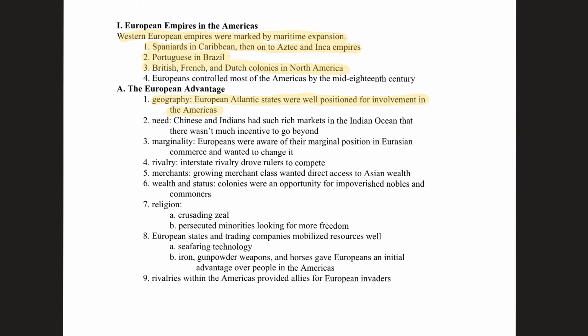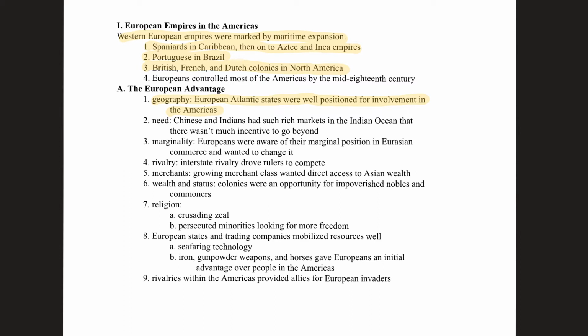And the winds and currents helped. There are naturally occurring winds and currents that flow back and forth between Europe and the Americas. And then also the fact that they are substantially closer, because the Atlantic Ocean is substantially smaller than the Pacific Ocean, gives them a nice little advantage that will set them to the Americas.